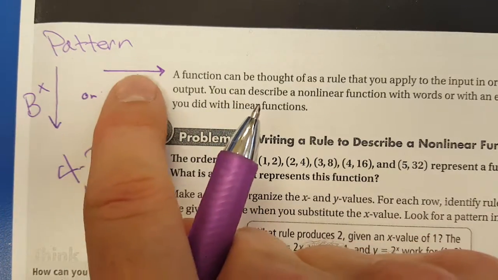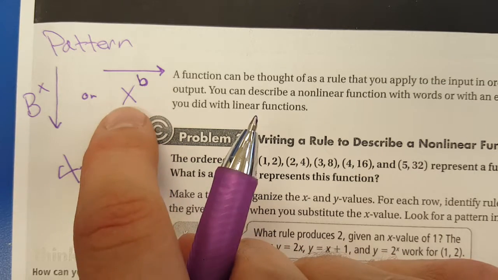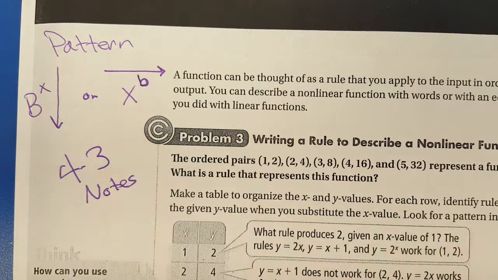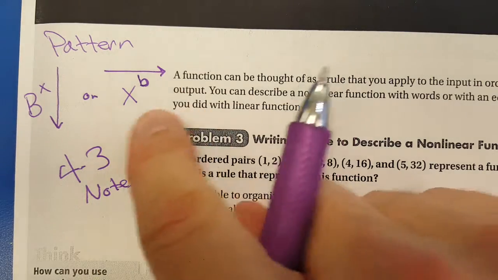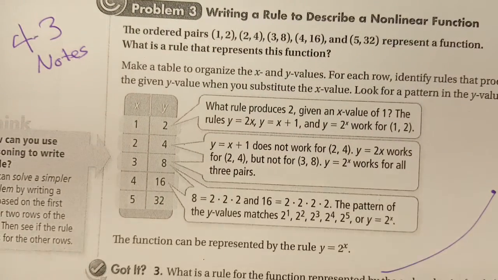your exponent. If you see some type of horizontal change or horizontal pattern, x will be your base, and then the number doing all the work will be your exponent. All right, so let's take a look here. Let's find a rule for this situation right here. So let's take a look.